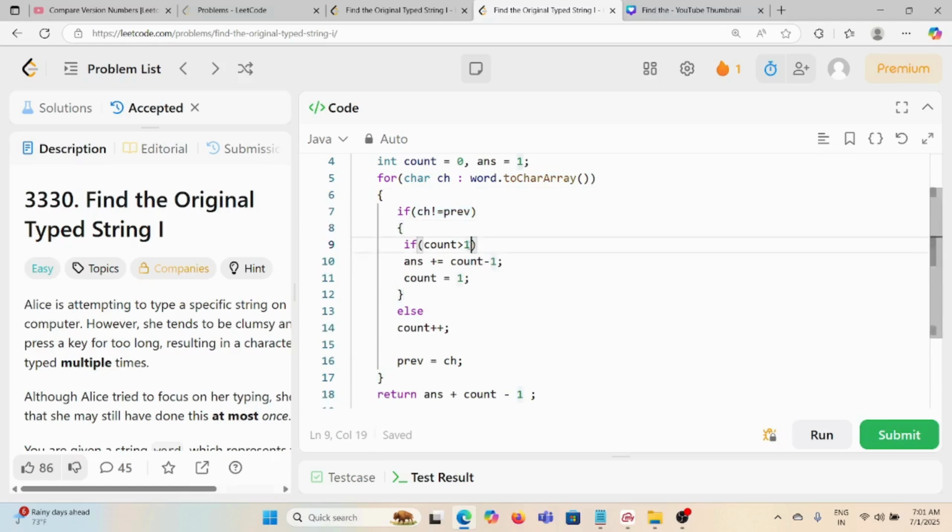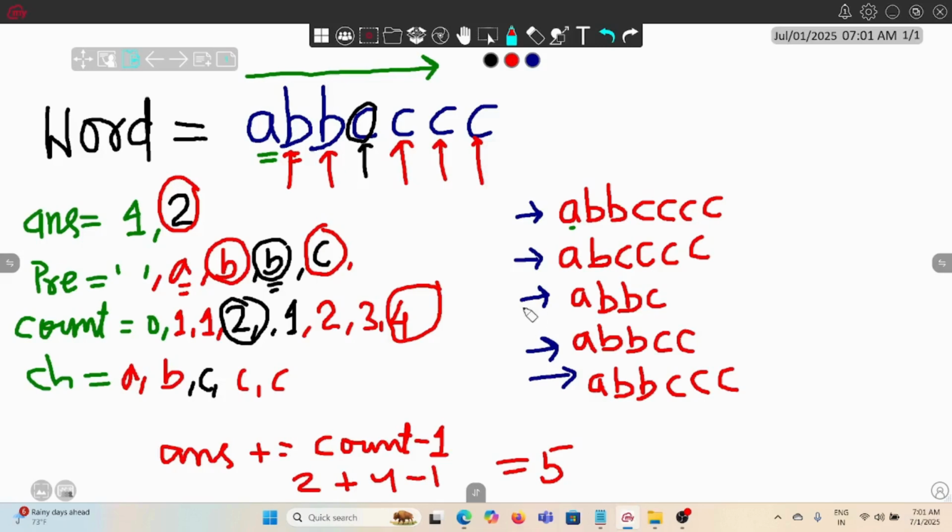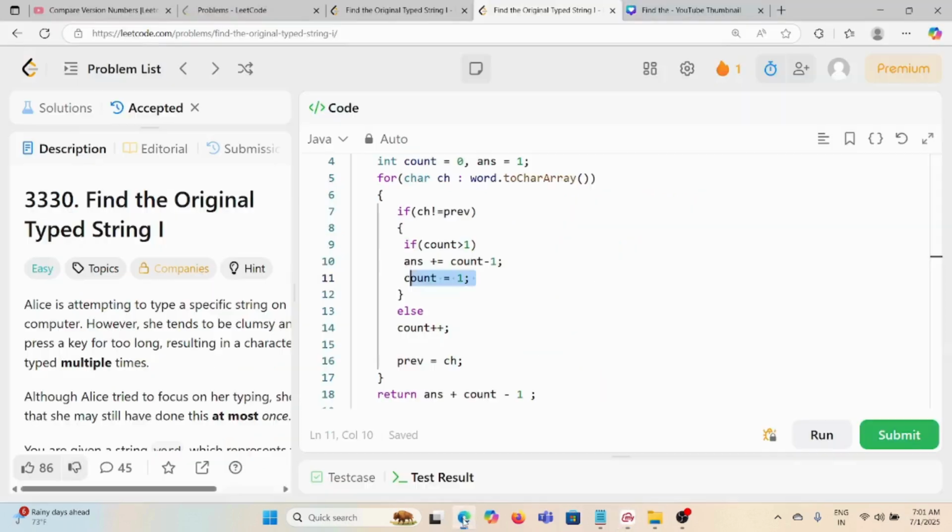So at that time we are checking that if count frequency is greater than 1, then answer equal to answer plus count minus 1, and we are resetting count equal to 1. Why? Because this is a new character. Just like in the situation when b was changing to c, count was 2, so we added answer equal to answer plus count minus 1. For the same reason we are resetting the count equal to 1 whenever there is a change of the character.